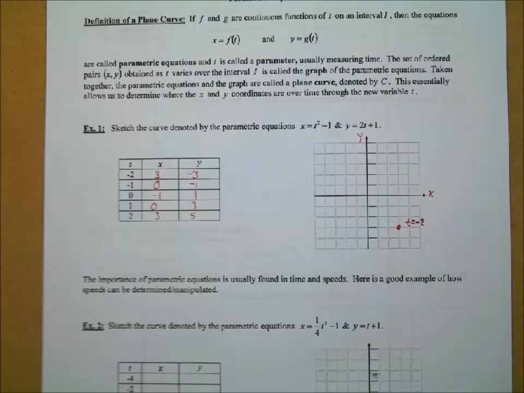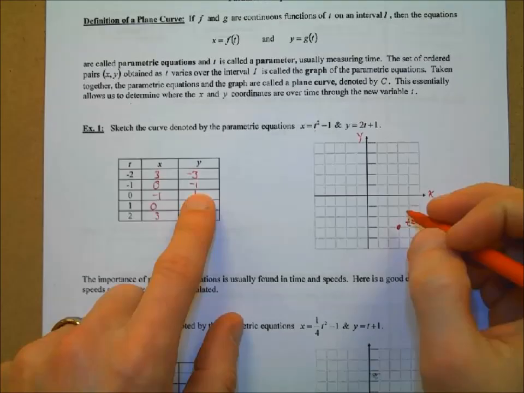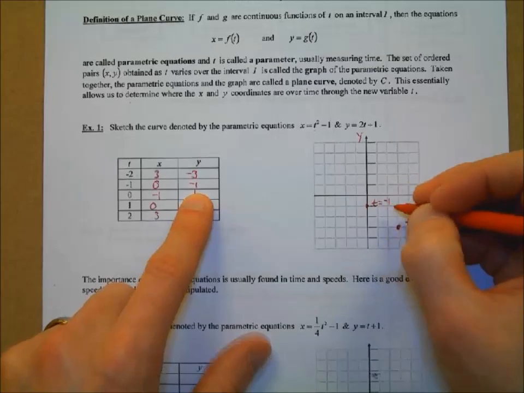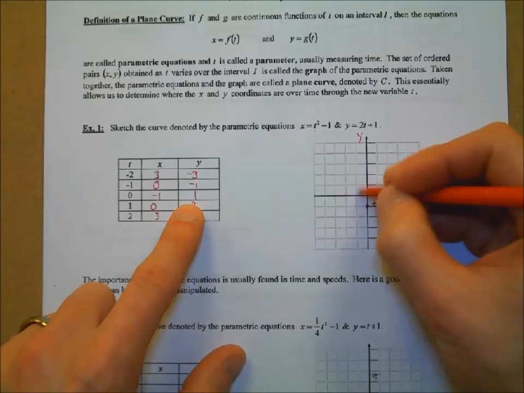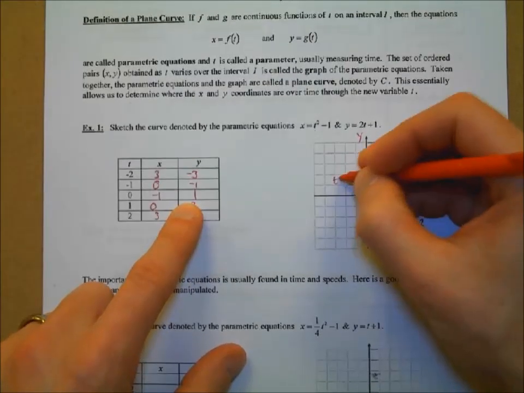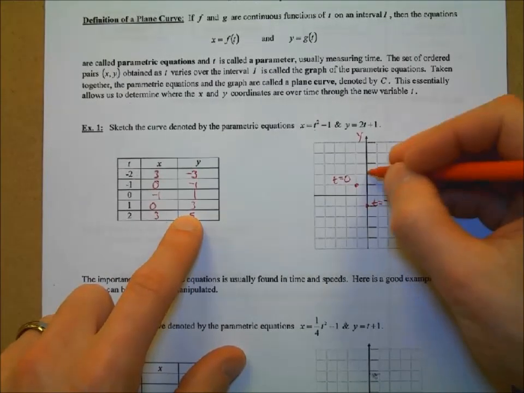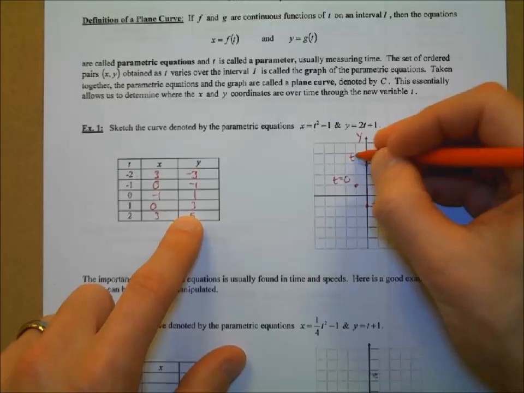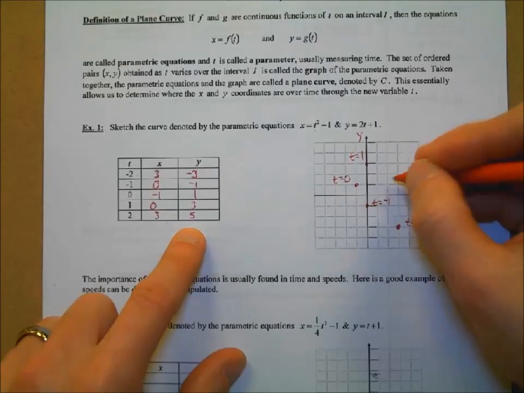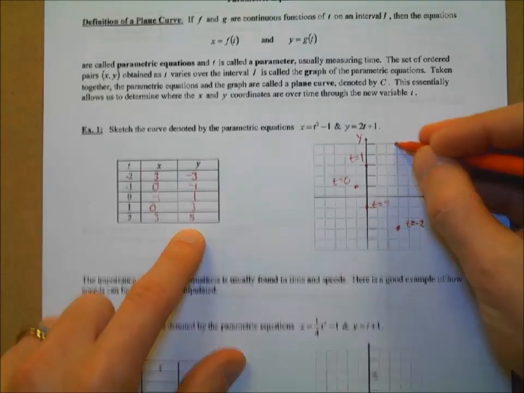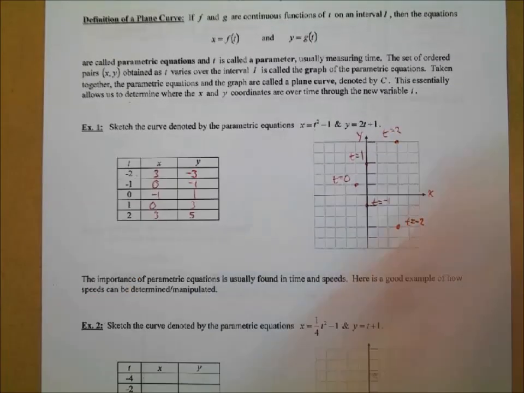And we'll just plot then all these points. So 0, -1. That's going to be t equals -1. -1, 1. t equals 0. 0, 3. 1, 2, 3. And 3, 5. 3, 1, 2, 3, 4, 5.